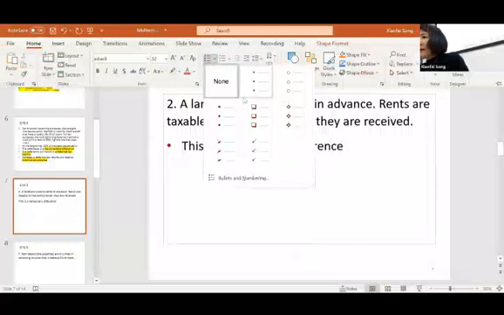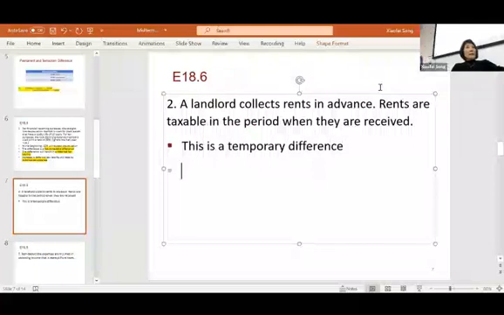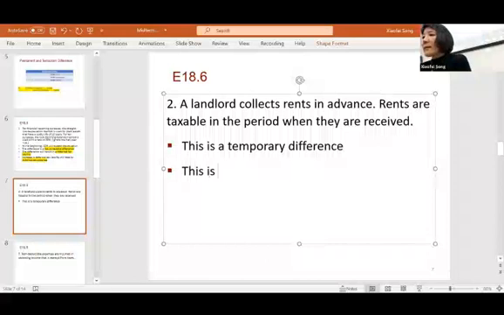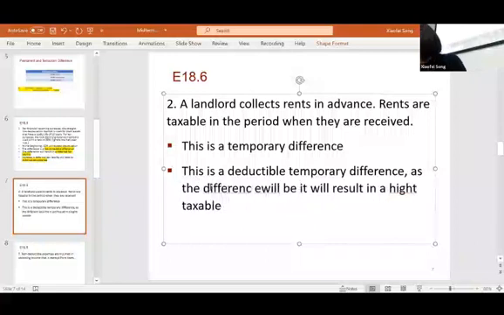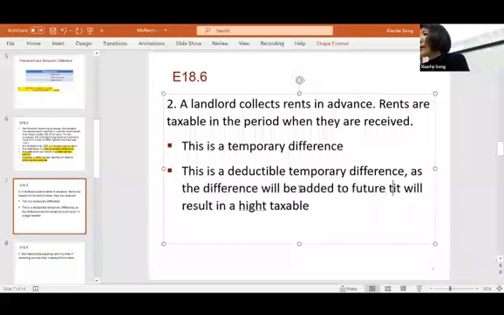The next thing is: is this a taxable temporary difference or a deductible temporary difference? Deductible. Because we pay tax now, the amount is not going to be taxed again when you recognize it as revenue, right? This is a deductible temporary difference, as it will result in a higher taxable income. The difference will be added to future taxable income.